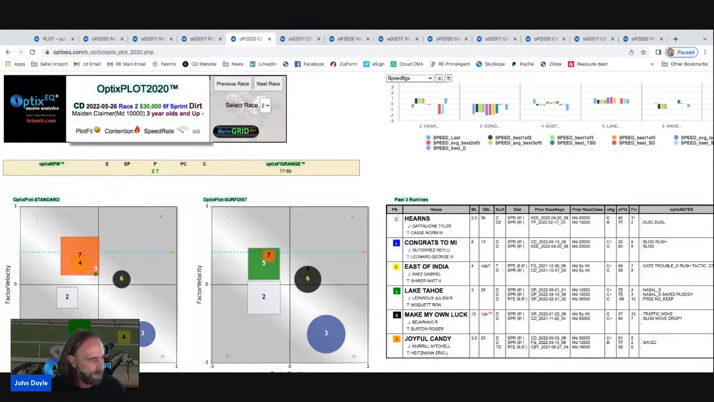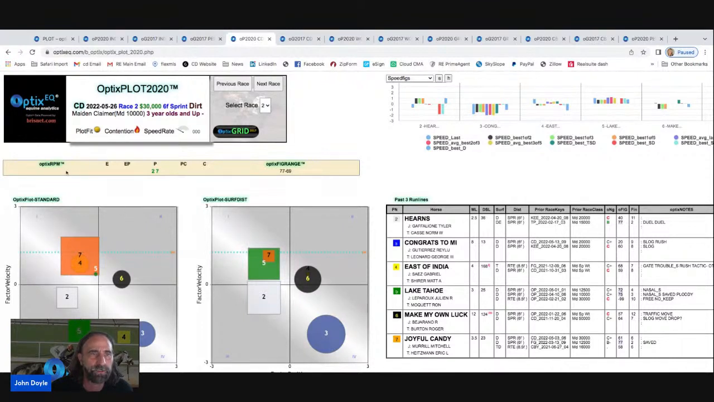So Churchill Downs Race 2 is a low-level maiden claimer, so it's a $10,000 race. Not your best horses and stuff. And when you look at the plot, it says contention high and the speed rating low, and you got some horses that are going to fight for the early lead, it looks like.